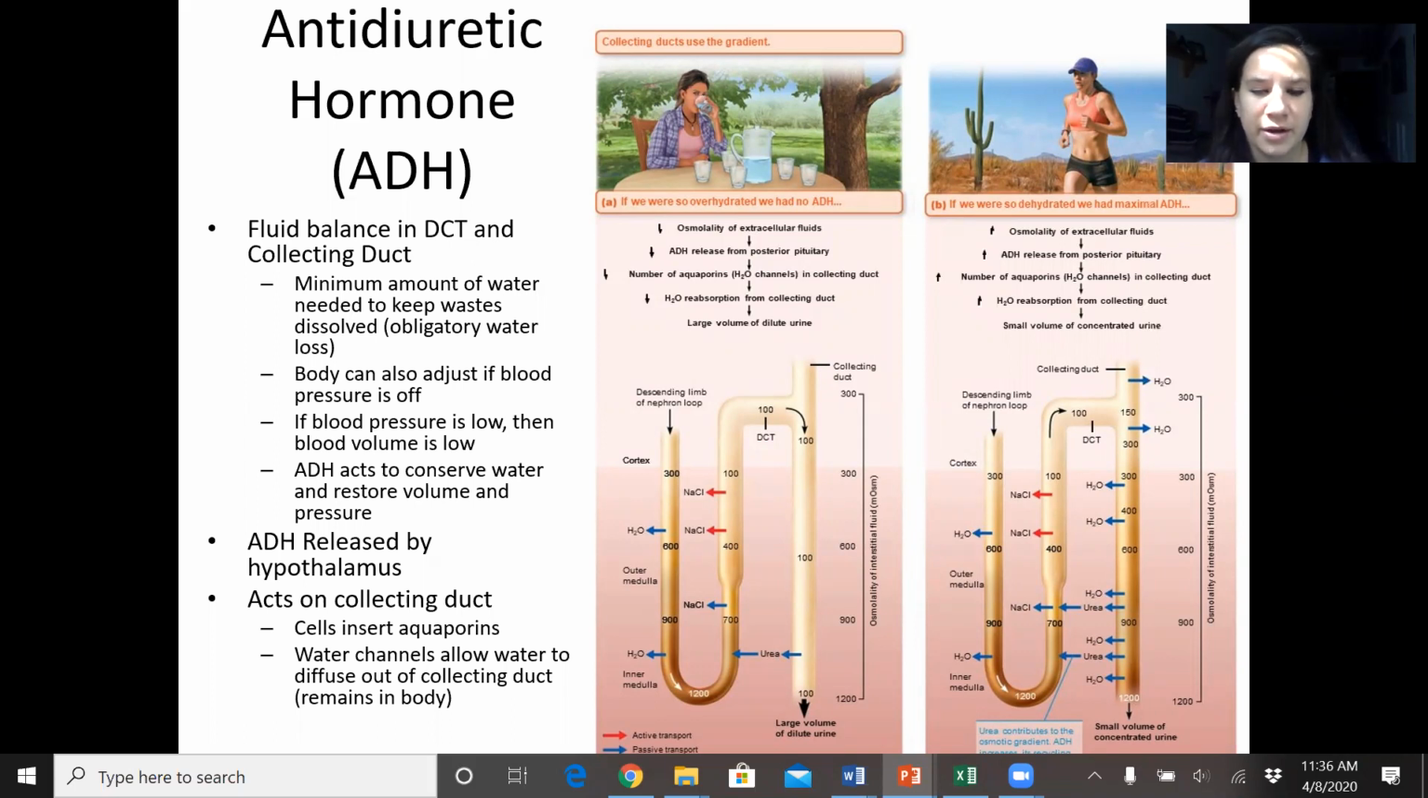So again, antidiuretic hormone is a sometimes hormone that is released in the event that we need to conserve water. Perhaps we are dehydrated.